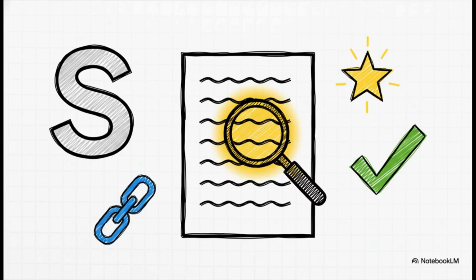And finally, we have S for search. And you're not searching for mistakes, okay? You're searching for ways to make your writing even better. This is the polishing phase. You reread, you revise, and you make sure your points are strong and absolutely crystal clear.